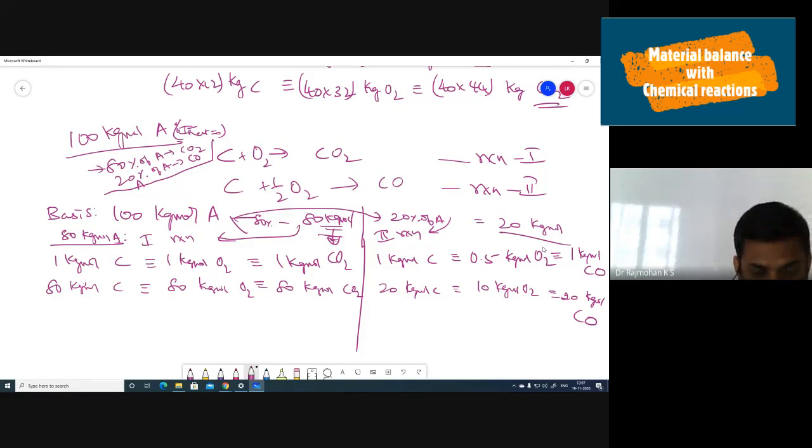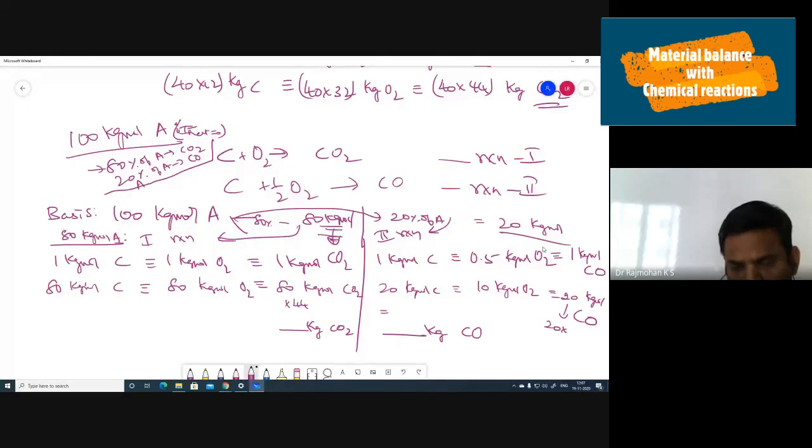Here I can define one more thing that is required also. So the products formed are 80 kg mole of CO2 and 20 kg mole of CO. We can multiply by the molecular weight to know how much kg of CO2 is formed, how much kg of CO is formed. Please complete that. 80 into 44. Here 20 into carbon monoxide, 16 plus 12, 28. So what is the answer?